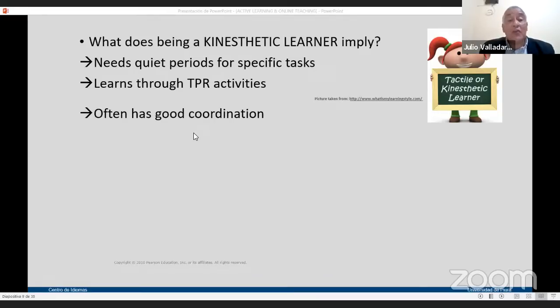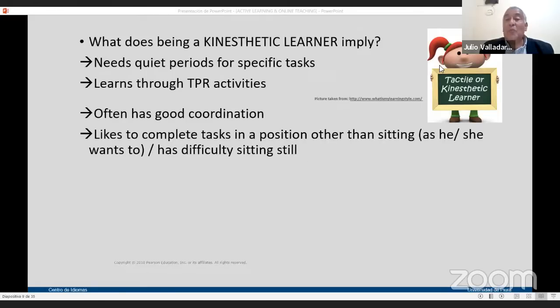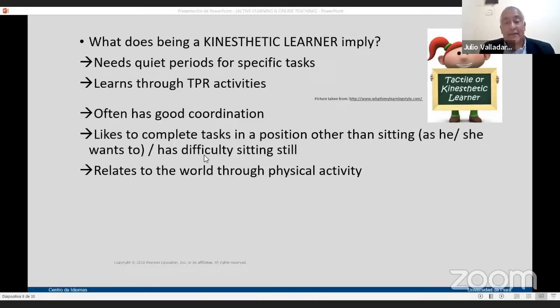Often has good coordination. Likes to complete tasks in a position other than sitting. So maybe standing up, maybe going to another friend's place and talking about that. Relates to the world through physical activity.